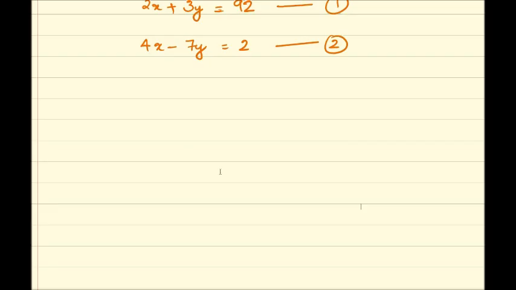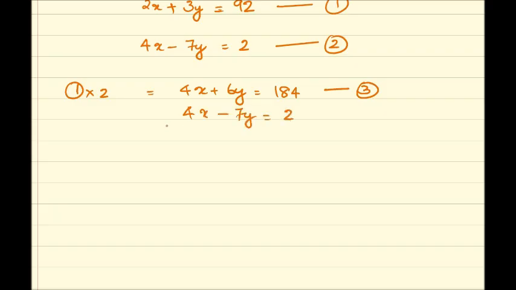Now we will solve these equations. Multiply the first equation by 2, that gives 4x plus 6y is equal to 184. Now the second equation as it is, 4x minus 7y is equal to 2. That is the fourth equation. Now we will subtract these two, equation 3 and equation 4.